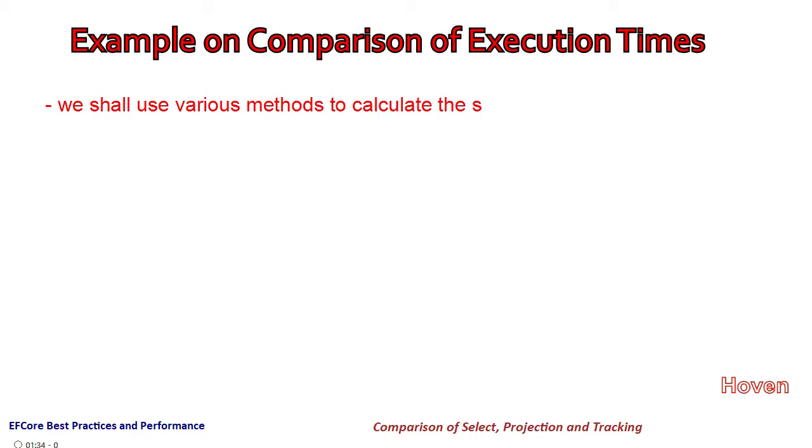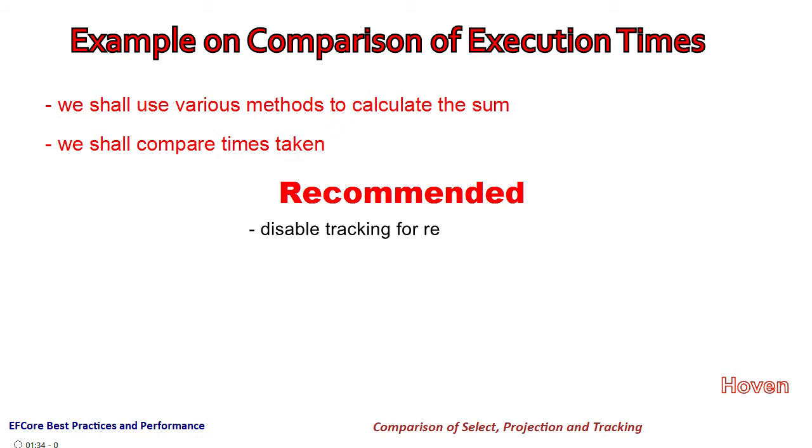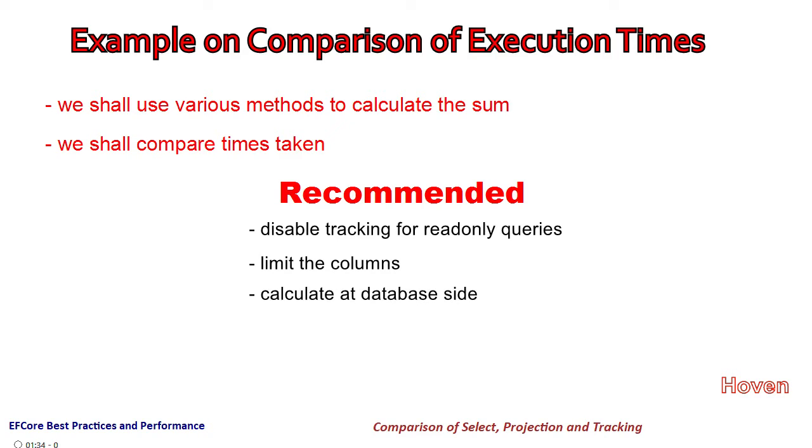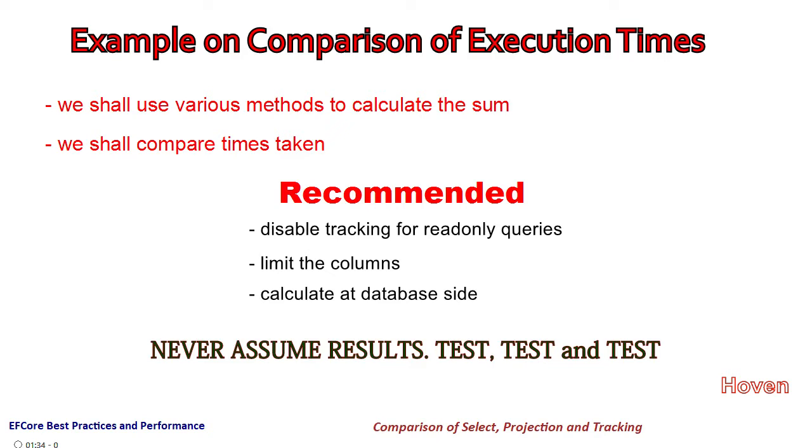We shall use various methods to calculate the sum of prices of all the records in the items table. We will also take note of the times taken. Usually the best results are obtained if tracking is disabled for read-only queries, if select is limited to just the columns needed, and if possible by allowing the calculations to take place in the database. But keep in mind that each query has its own circumstances, so never assume results. Test, test and test is the best way to determine the optimal query in each case.